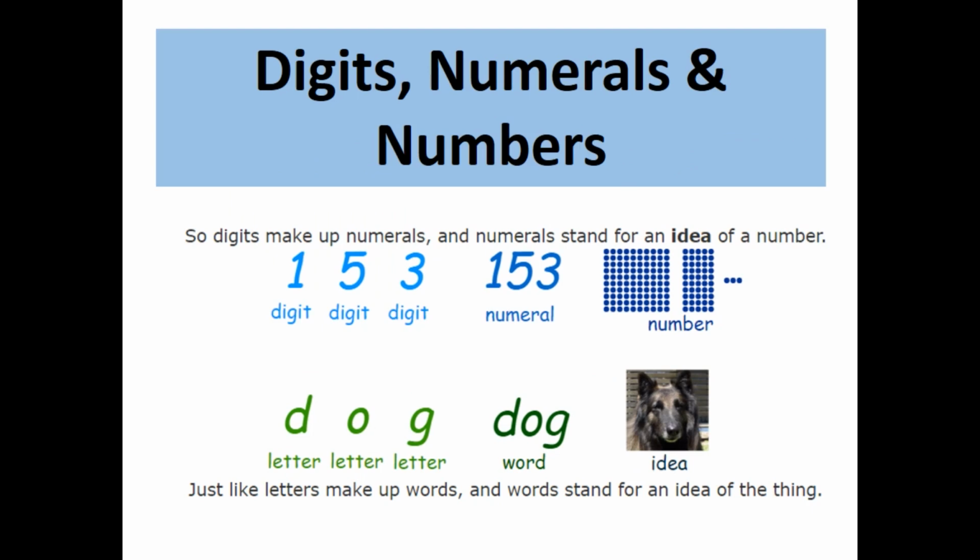So, unsa man po'y difference when we talk about digits, numerals, and numbers? Again, you know already what is the difference between numerals and numbers. Karon, mag-istorya ta kabahin ni digits. So, as you can see there, digits make up the numerals, and the numerals stand for the idea of a number. Okay, so for example, if you're going to put 1, 5, and 3, the single number represents the digit. Okay, so like for example, 1 digit, 5 digit, 3 digit.